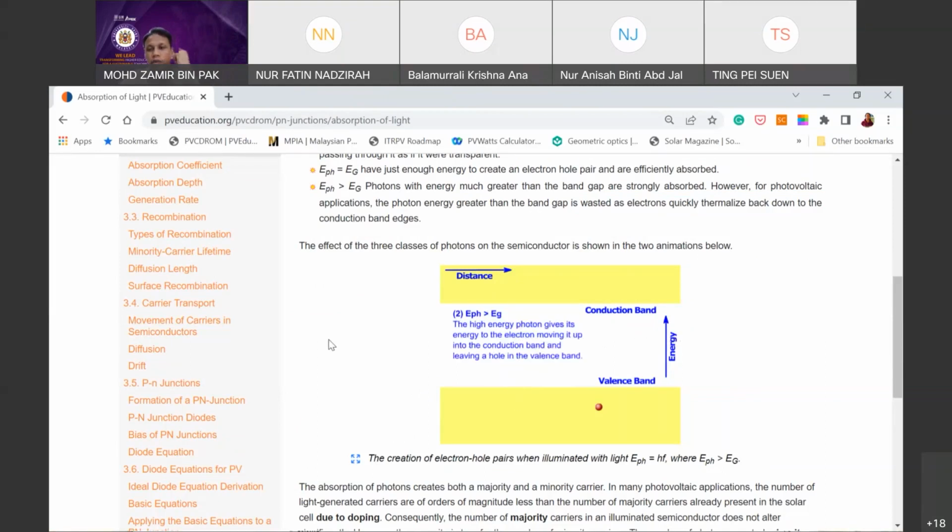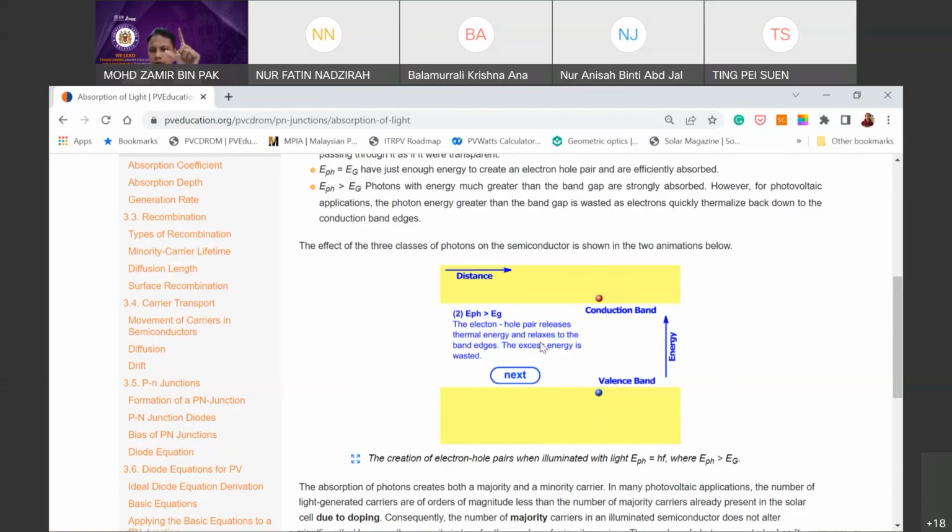Next, EPH more than EG, case number three actually, right? So that will cause excitation, isn't it? A high energy photon gives its energy to an electron, moving it up into the conduction band further up, not just at the edge, leaving a hole in the valence band. What will happen next is thermalization of both, right? Thermalization to the edge is called the thermalization process. The excess energy is wasted.